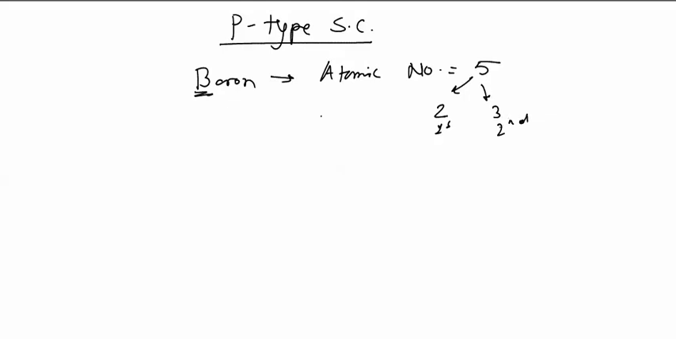3 electrons in the second shell means valence electrons equal to 3 for boron. With these 3 valence electrons, this boron atom will be added to the pure semiconductor and the bond structure will look like this. There will be a boron with only 3 valence electrons.